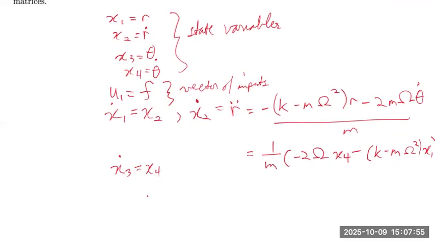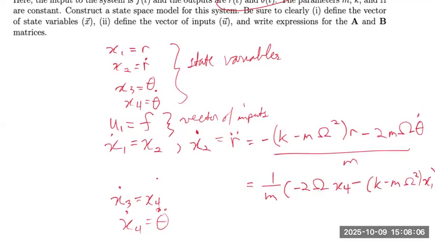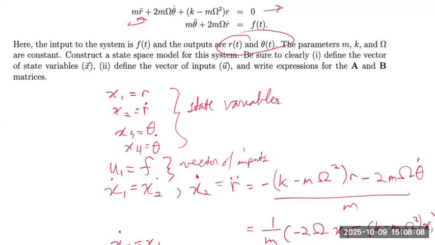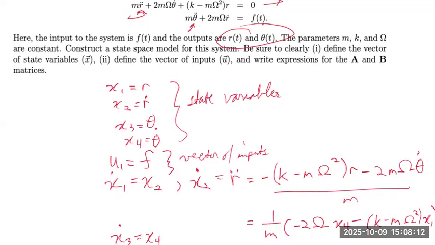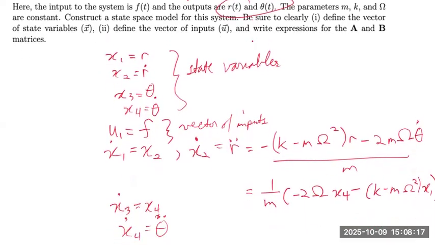And now we want to find what x4 dot is. X4 dot is going to be equal to theta double dot. And theta double dot is going to be found by solving the second equation over here for theta double dot. So it is equal to (ft minus 2m omega r dot) divided by m.